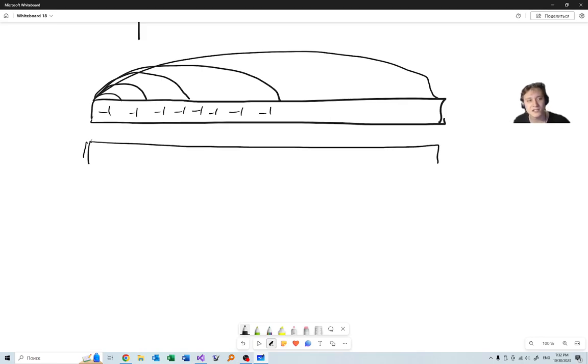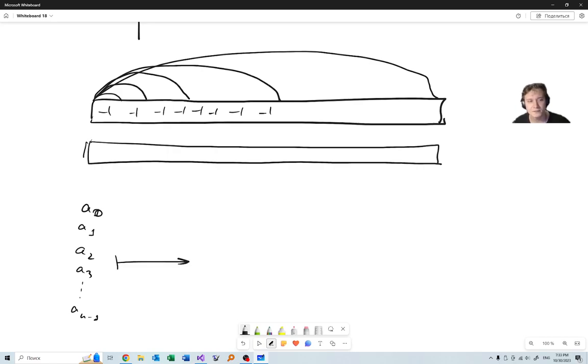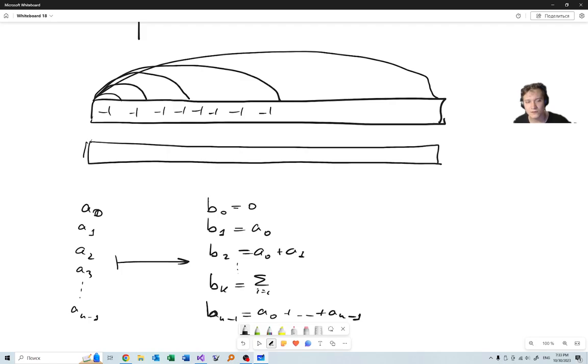So there is an idea of prefix sums. If you have a0, a1, a2, a3, etc., an-1, you go to the new array, which consists of b0 equals 0, b1 equals a0, b2 equals a0 plus a1, etc. And the last element, bn, is the sum of all n elements. The formula for bk is the sum of all ai from i equals 0 to k minus 1. So this construction is called prefix sums.